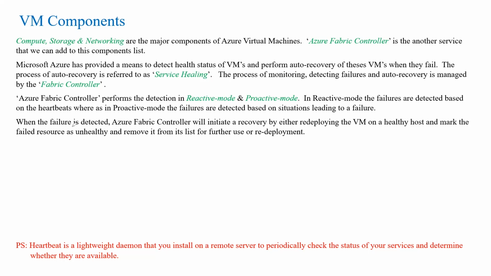So when a failure is detected, the Azure Fabric Controller will initiate a recovery by deploying the VM on a healthy host, and mark the failed resources as unhealthy and remove them from its list for further use or redeployment. This is how exactly Azure Fabric Controller works. So all the 4 components are the major core components of Azure Virtual Machines.